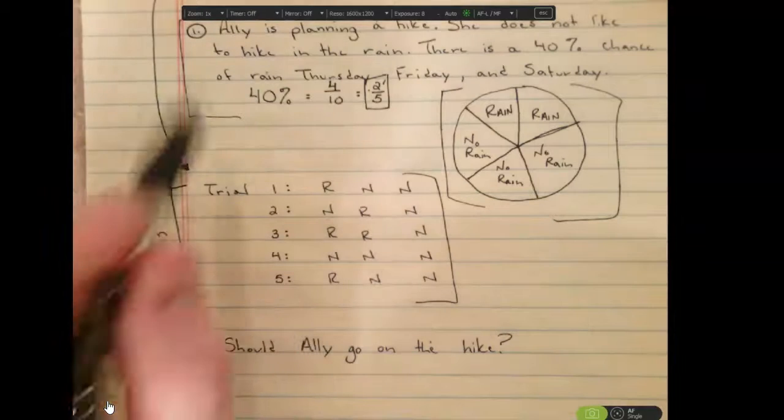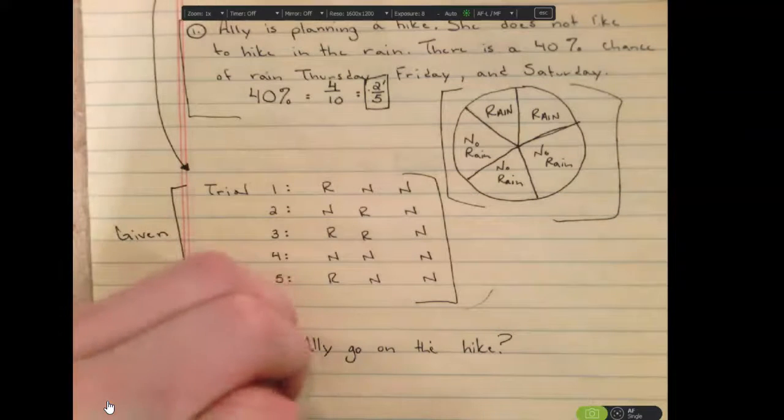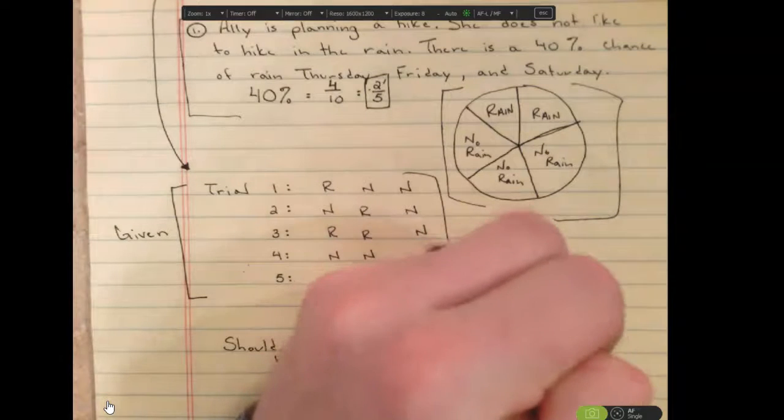And this, guys, is what we call a simulation. This is a model that can be used about the real world, which it is, for probability. And these are the different probabilities that she found in her 5 different trials. So based on our data here, should Allie go hiking? What do you think? Yes or no? I'm going to say yes. I think Allie should go hiking. But I want to know why. Why do I think so?